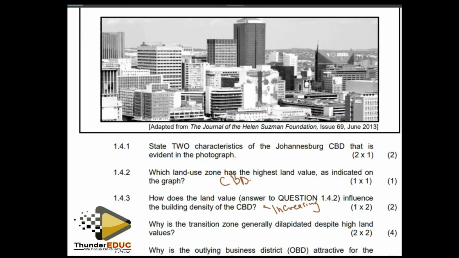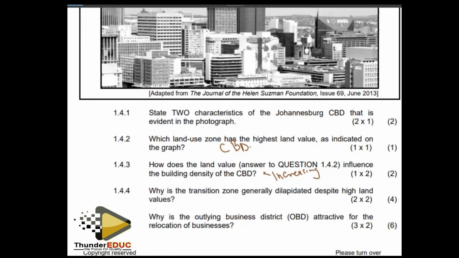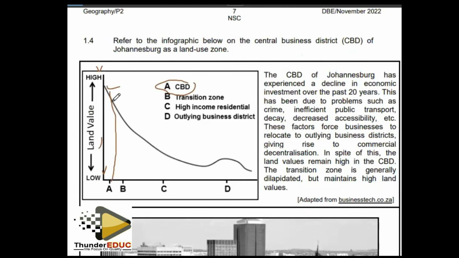Okay, 1.4.4. Why is the transition zone generally dilapidated despite the high land value? Look at it. When you look at the CBD, let's go back and look at the graph quickly. When you look at the graph, the CBD is here. The transition zone is this far. So if this CBD is full, over congested, with high building densities here, where will those people go if this area is so full? They will go out to the transition zone.